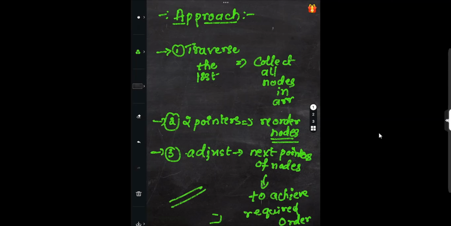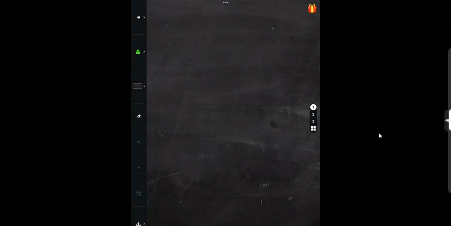This is the approach that we'll be going with. First, we'll traverse the list to collect all the nodes in the array. Second, we'll use the two pointers to reorder nodes from the start and end. And the third step is that we have to adjust the next pointers of the nodes to achieve the required order, which we have to keep in mind. Let's discuss the edge cases step by step, then write the code and discuss the complexity of the code that we have written.